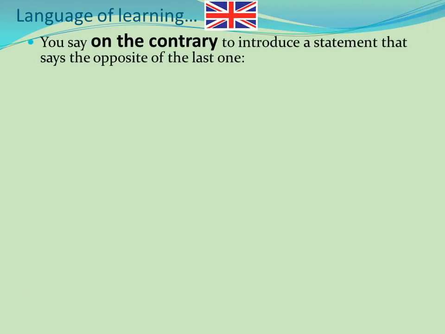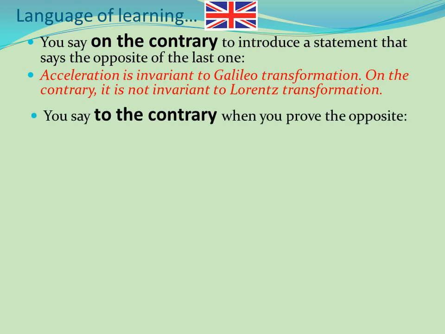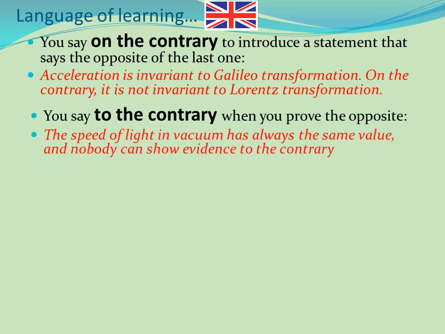You say, on the contrary, to introduce a statement that says the opposite of the last one. Acceleration is invariant to Galileo transformation. On the contrary, it is not invariant to Lorentz transformation. But you say to the contrary when you prove the opposite. The speed of light in vacuum has always the same value, and nobody can show evidence to the contrary.